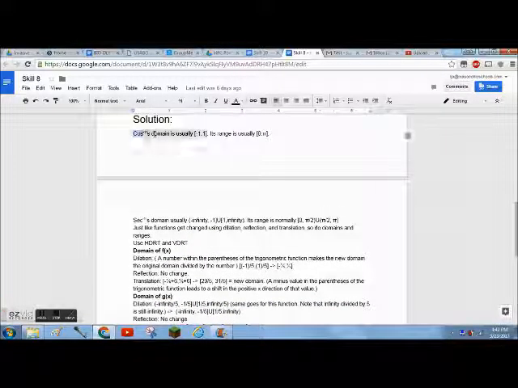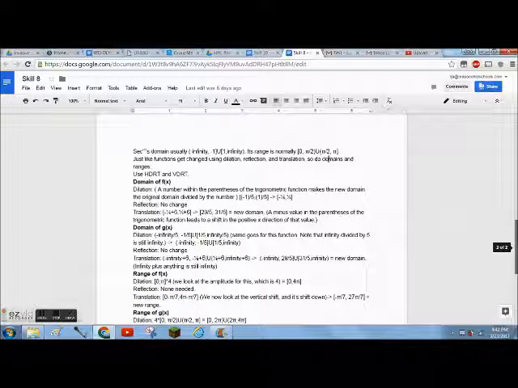Arc cos's domain is usually negative 1 to 1. Its range is usually 0 to pi. Arc secant's domain is usually negative infinity to negative 1 inclusive and 1 to infinity, 1 inclusive. Its range is normally 0 to pi over 2 and pi over 2 to pi, not including pi over 2 because there's an asymptote there.